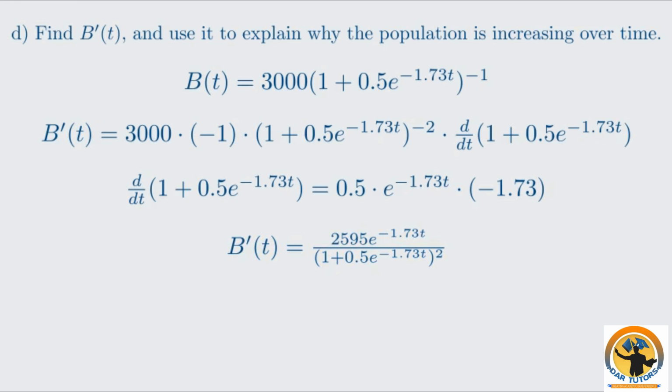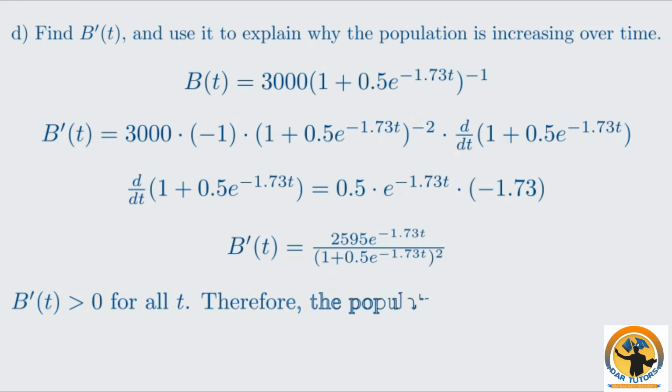Now let's analyze this derivative. For any real value of t, the exponential term e^(-1.73t) is always positive. The denominator is a square, so it is also always positive. A positive number divided by a positive number is always positive. Since b'(t) is always greater than 0, the rate of change of the population is always positive. This means the bee population is continuously increasing over time.